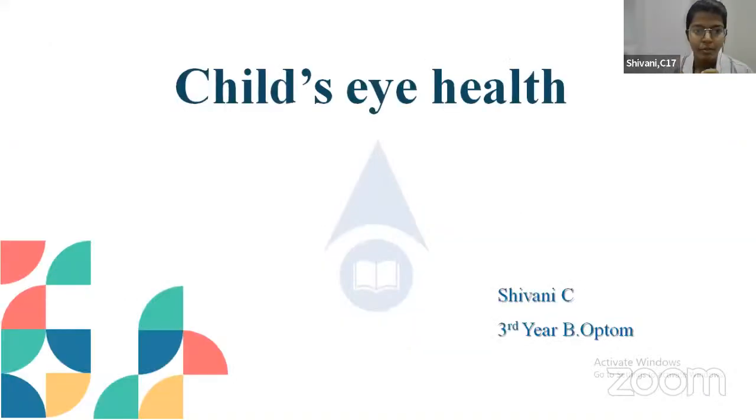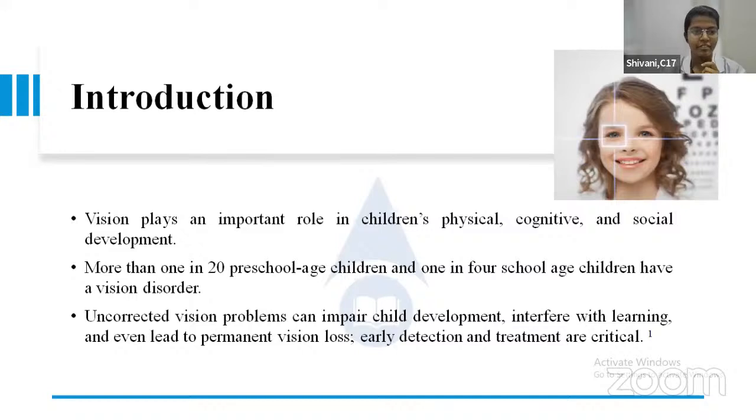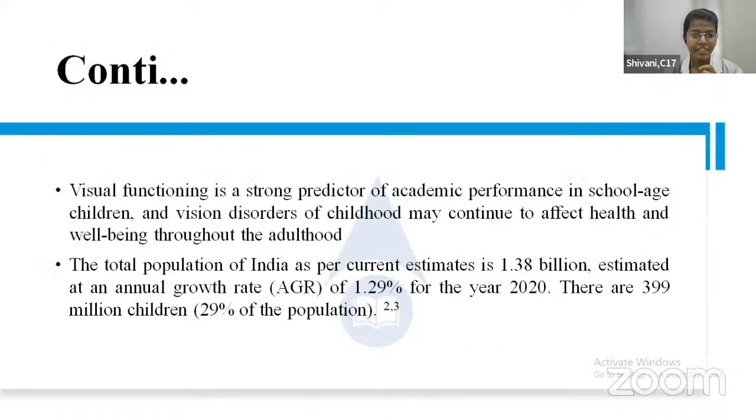Thank you, Dharanish. Today's topic is child's eye health. Introduction. Vision plays an important role in children's physical, cognitive, and social development. More than 1 in 20 preschool age children and 1 in 4 school age children have a vision disorder. Uncorrected vision problems can impair child development, interfere with learning, and even lead to permanent vision loss. Early detection and treatment are critical. Visual functioning is a strong predictor of academic performance in school-age children, and vision disorders of childhood may continue to affect health and well-being throughout adulthood.